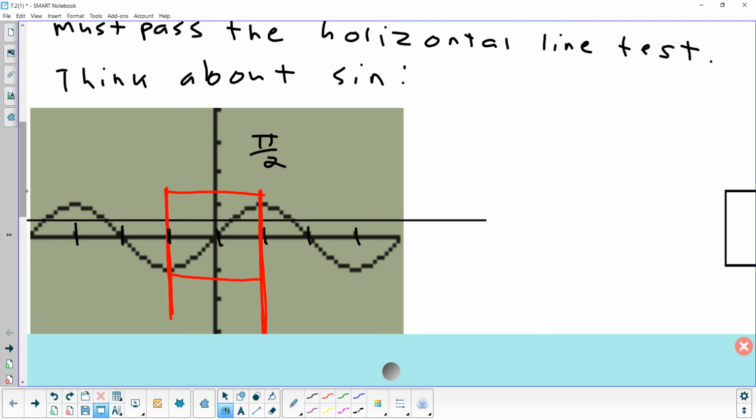And what do you think the left edge of the box is, since it's exactly 1/4 to the left? Yeah? Negative pi over 2. Yep, negative pi over 2. So if we zoom in on the x values between negative pi over 2 and pi over 2, we've solved the horizontal line test problem. We found a section that passes it, which means we can now talk about inverse sine.